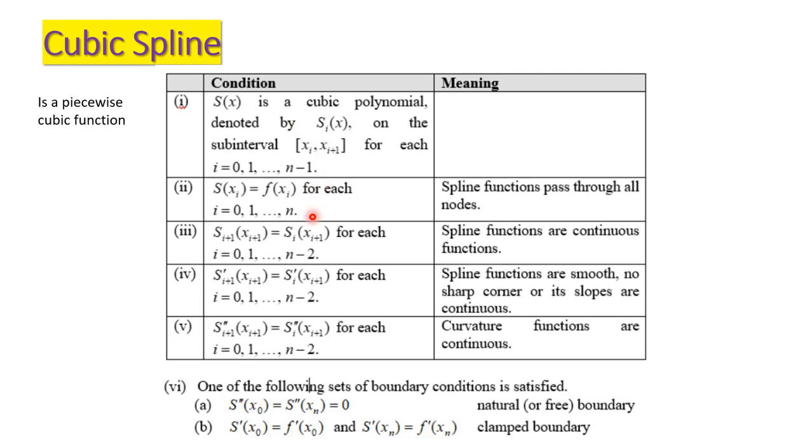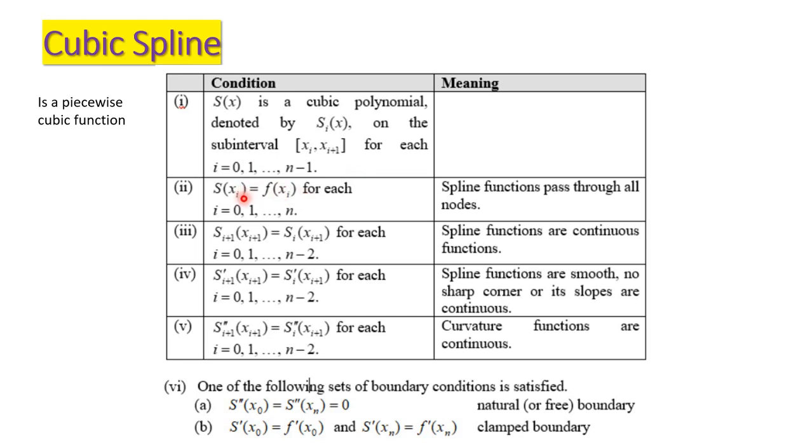And it satisfies these six conditions. First, S(x) is a cubic polynomial denoted by Si(x) on the subinterval xi to xi plus 1, for each i equal to 0, 1, up to n minus 1. Meaning from x0 to x1, we denote the first cubic spline function as Si(x). When i is 0, this is S0, later on S1 and so on.